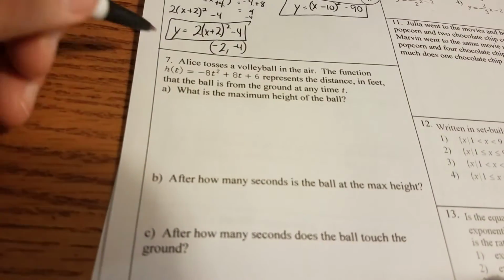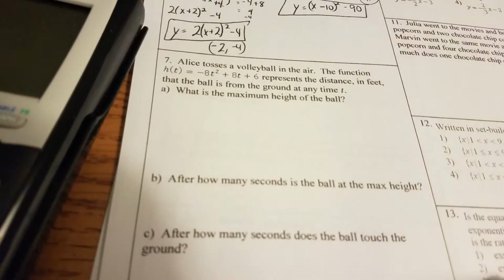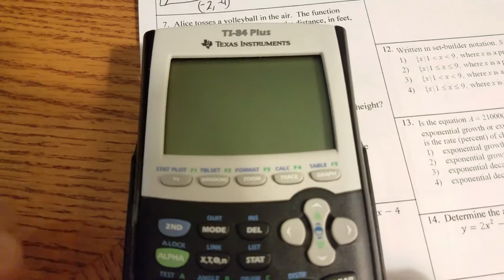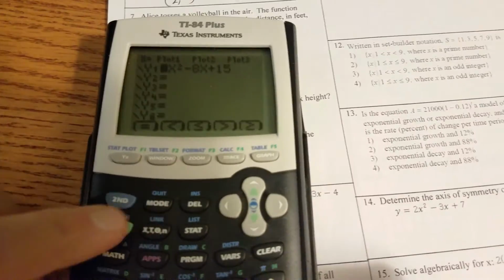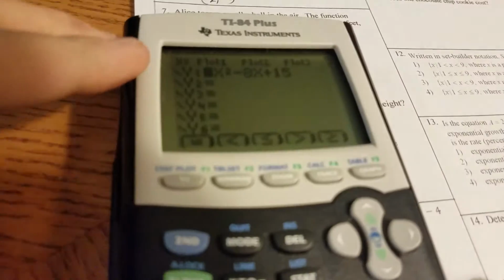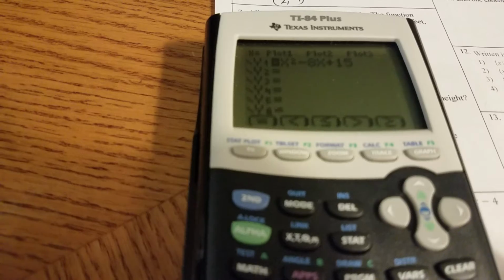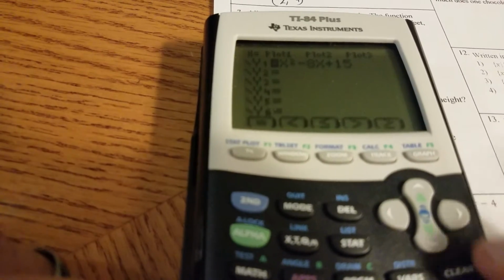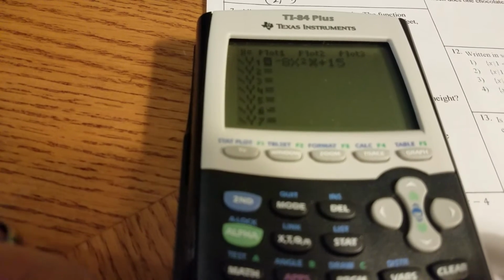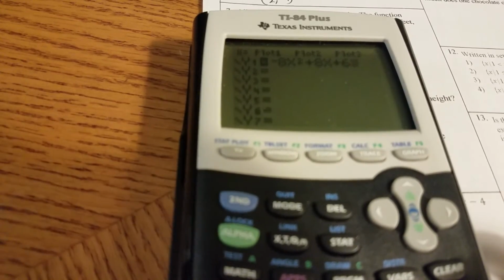On this one here, it's asking what's the maximum height of the ball. Well, unless you need to show your work, this is a perfect opportunity to use a calculator. So you're going to go to the calculator, y equals. In the y equals section, you're going to enter in the equation, which was negative 8x squared plus 8x plus 6.